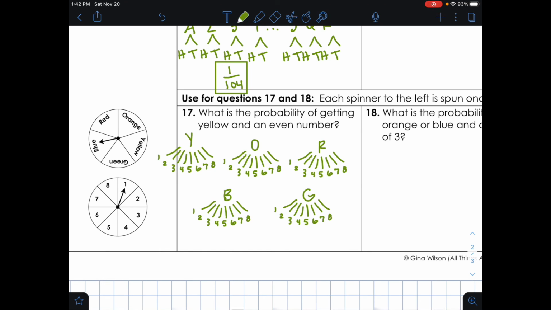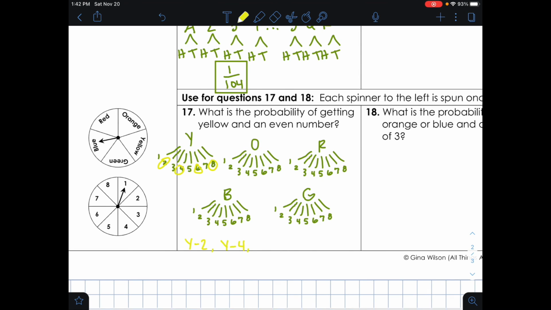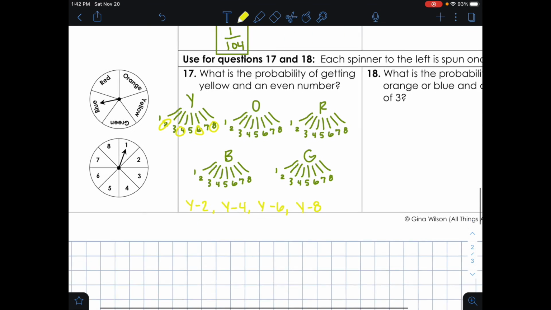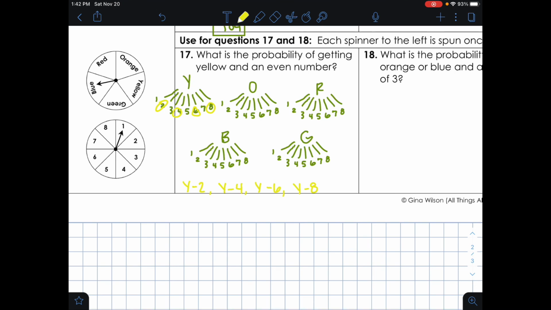And we want a yellow and an even number. So yellow and even. I'll use yellow. All right, so that's going to be this one, this one, this one, this one. So that's going to be yellow 2, yellow 4, yellow 6, yellow 8. So that's 4 options. And then the total number of options, well, it's 8 for each one of those colors. So that's 8 times 5, which is 40. So that'll simplify to 1 over 10.